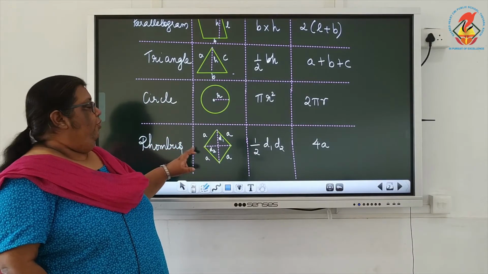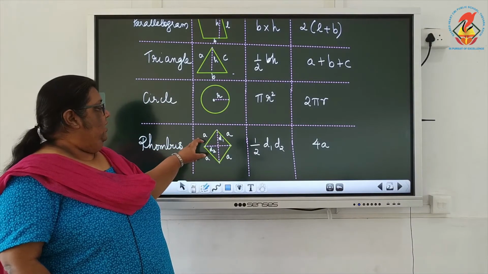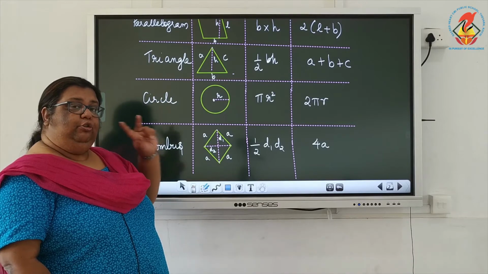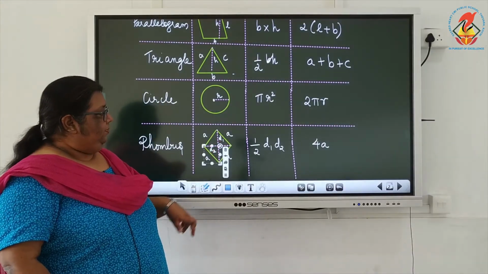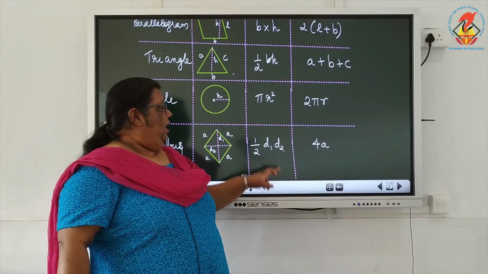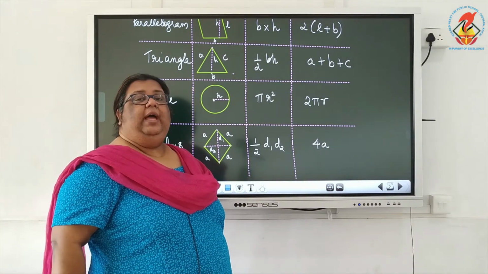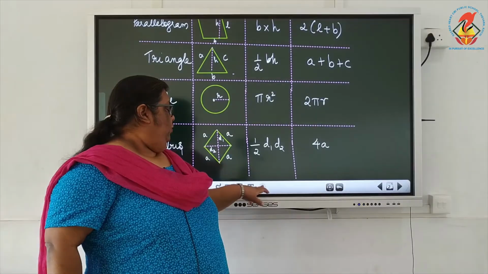Rhombus. For a rhombus, all the 4 sides are equal. It has 2 diagonals and we name them D1 and D2. Area will be half D1 D2 and perimeter will be 4A.